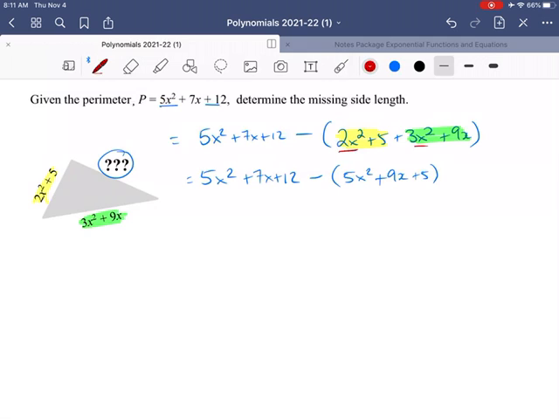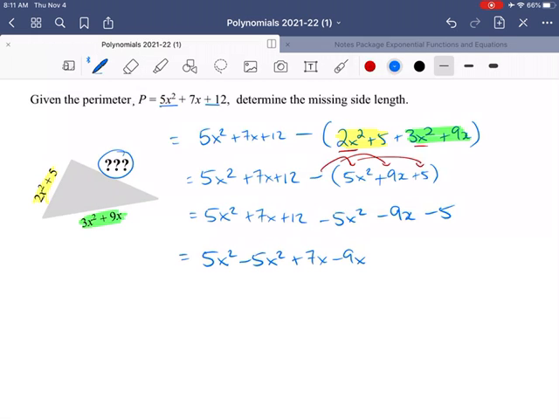Okay, so here's the part where we distribute the negative. So 5x squared plus 7x plus 12. The 5x squared becomes negative 5x squared. The positive 9x becomes negative 9x. And the positive 5 becomes negative 5. So let's rewrite 5x squared minus 5x squared plus 7x minus 9x plus 12 minus 5.